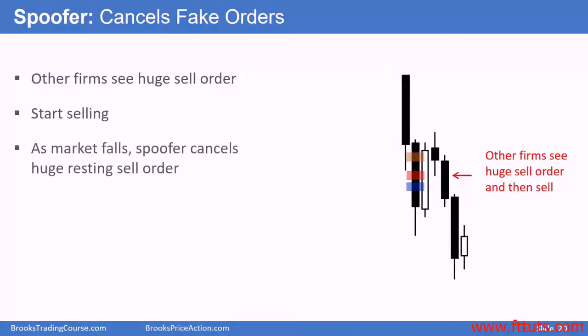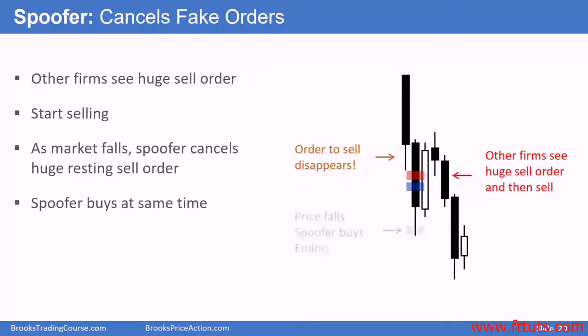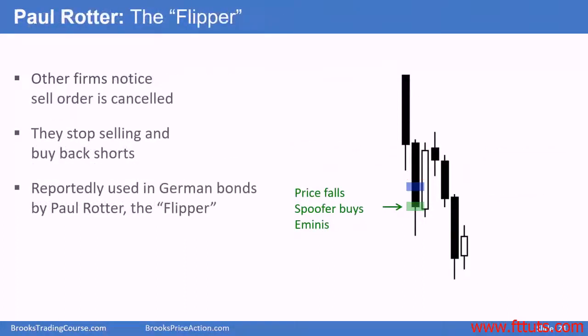And as the market starts to go down, guess what? The spoofer who had that order cancels his order. And then he buys at the same time. So the order disappears, the yellow order up there disappears. And as the market's falling from these firms selling, the spoofer gets to buy lower than the price was when he put on the spoof over here. Because he put on that fake order up here to sell, other firms said, uh-oh, it's going down, I better sell here. So these firms sold here, and it allowed the spoofing firm to buy below what was the current price. So he gets to buy at a discount.